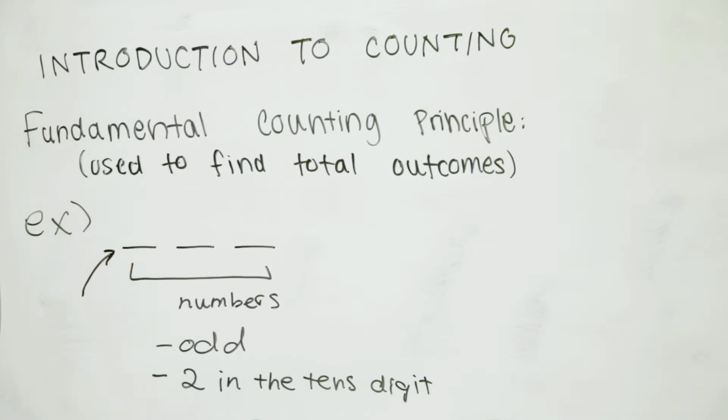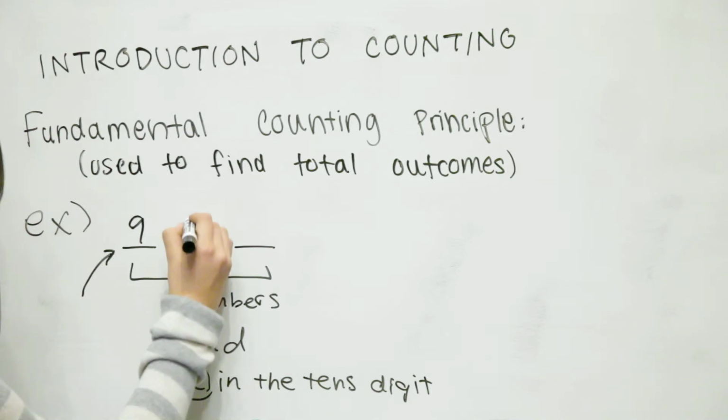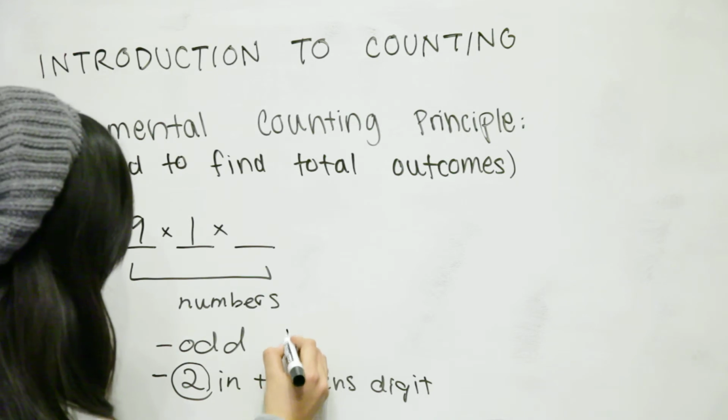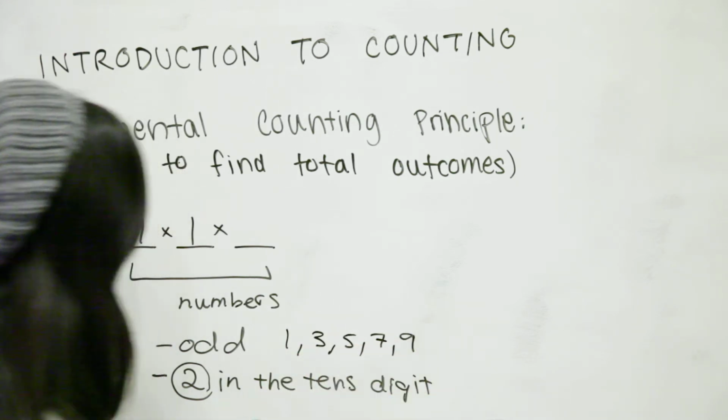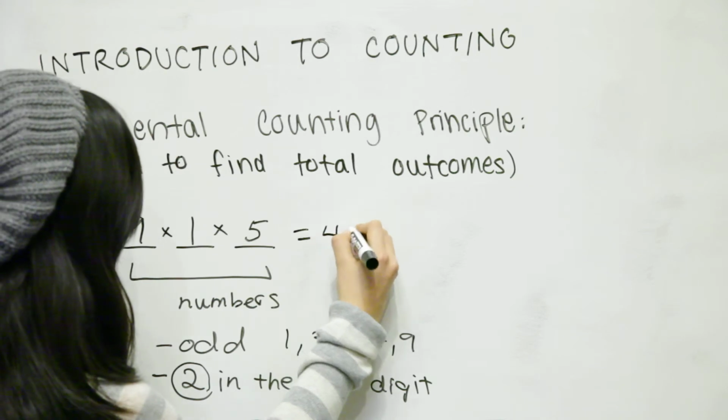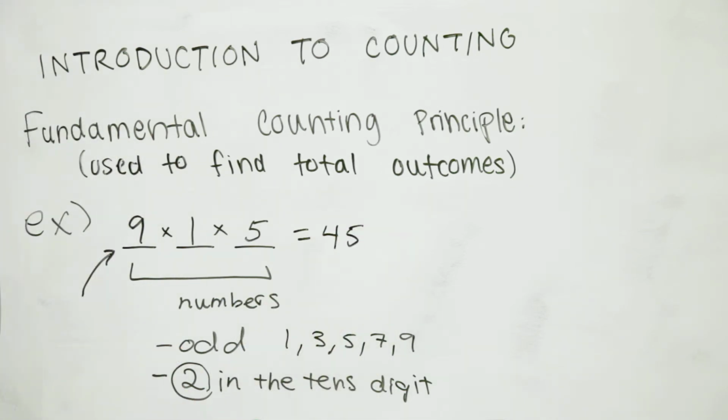So for the first slot, how many possible numbers can be in that hundreds place? Well, we can't use 0 now because then it would be a two-digit number. So we have 9 choices from 1 to 9. The second slot, the tens digit, well, we're given in the problem that it has to be a 2. So therefore, there can only be one possibility. So that's a 1 there. And finally, it has to be odd. And we know from number theory that for a number to be odd, it has to end in an odd number. So 1, 3, 5, 7, or 9. And those are 5 choices. So then we have 9 times 1 times 5, which is 45. So there are 45 three-digit numbers that are odd and have a 2 in the tens digit.